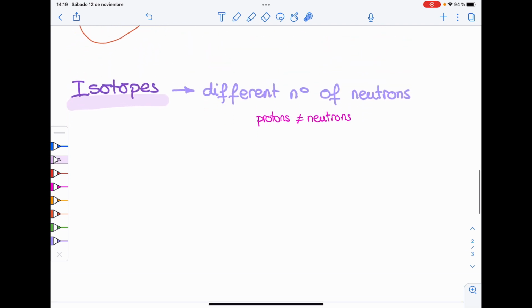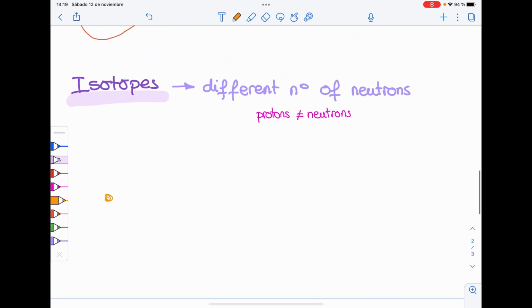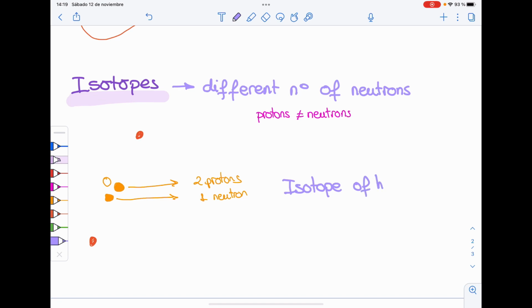So let's see now that I'm going to have 2 protons in the middle, in the nucleus, but only 1 neutron, and again 2 electrons on the outside. You see that in this one, I have 2 protons, but only 1 neutron. So the number of protons and neutrons is not the same, so I'm going to call this an isotope, okay? This one is going to be an isotope of helium.